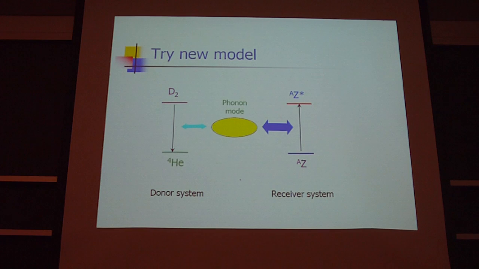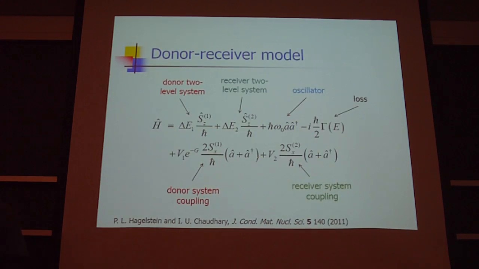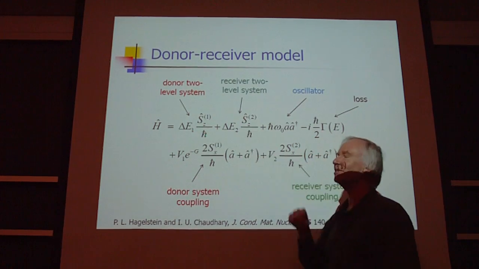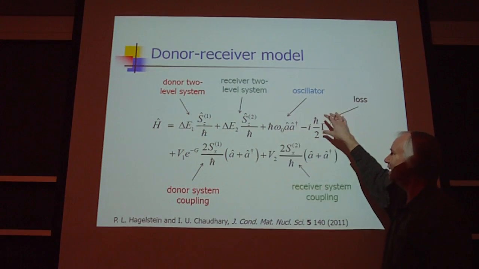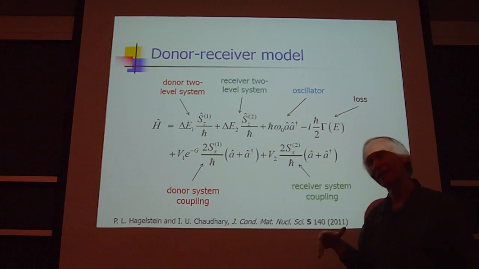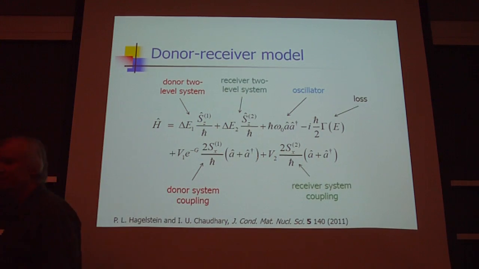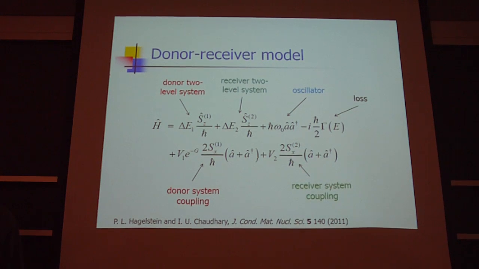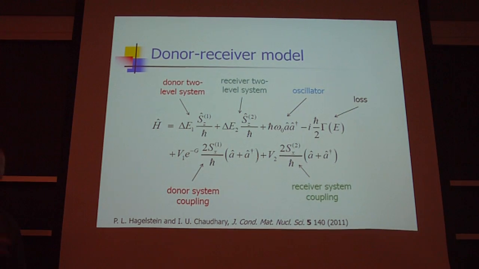So this model is sort of the simplest model. And as a Hamiltonian, this probably looks like a mess, but in a sense, it's really simple. I've got a two-level system for the donor system, a two-level system for the receiver system. Got my oscillator, I got loss, and I get linear coupling, weak coupling, strong coupling. If you like, this was proposed as being the simplest possible model capable mathematically of doing what the experiment was doing. So there you have it.